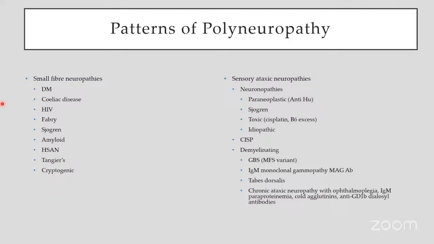Under neuronopathies, anti-Hu paraneoplastic neuropathy, Sjogren's syndrome, cisplatin toxicity, or excessive B6 consumption may cause ataxic neuropathy. Under demyelinating, MFS variant of GBS, IgM monoclonal gammopathy, anti-MAG antibodies, tabes dorsalis, and CANOMAD, that is chronic ataxic neuropathy with ophthalmoplegia, IgM paraproteinemia, cold agglutinin, and anti-GD1b disialosyl antibodies can cause neuropathy.